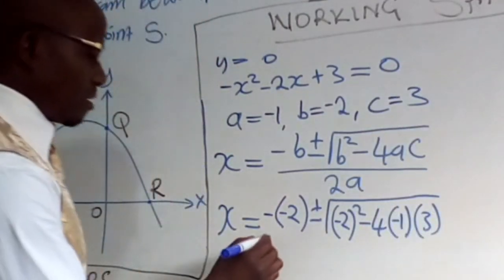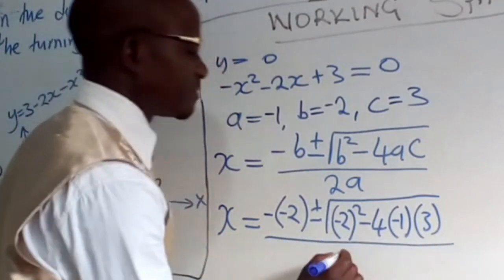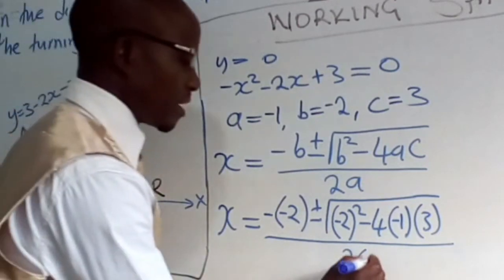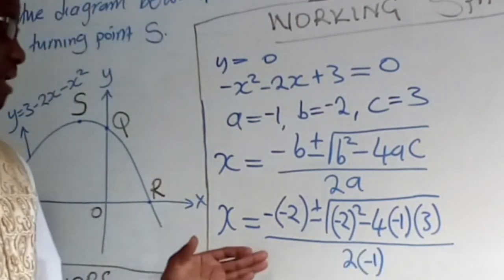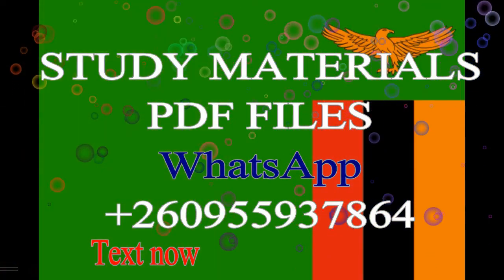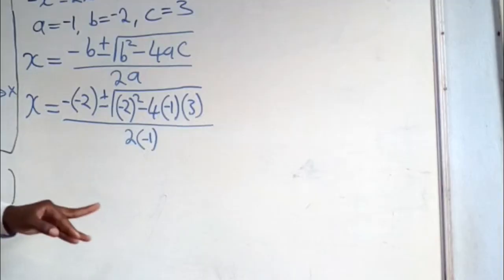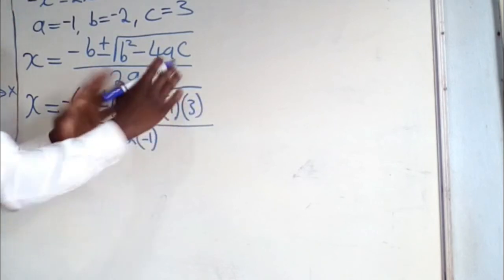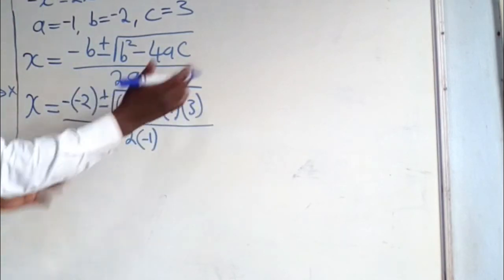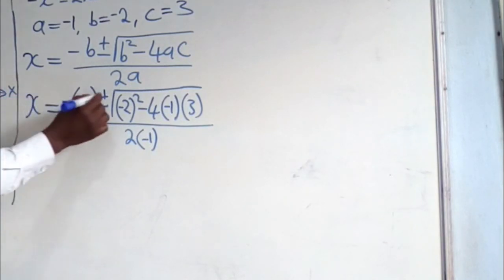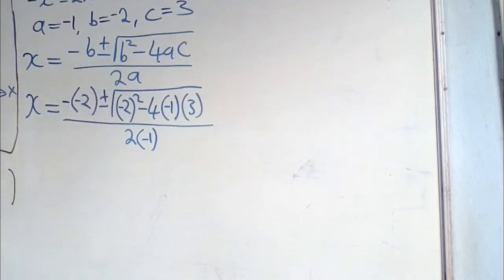Over 2 times a. Our a is -1, so 2 times -1. Like I said, the bar must reach throughout, which is the division. Then the root also must enclose everything, not end somewhere. It must enclose everything. From there, let's do the possible multiplications.